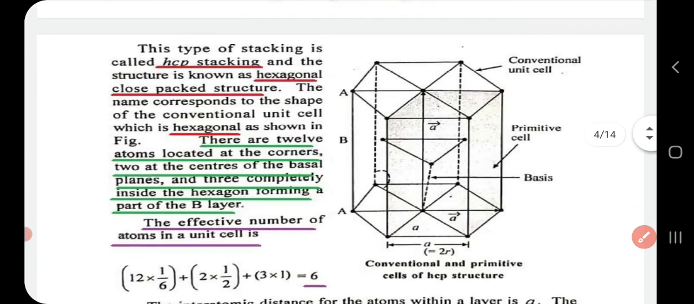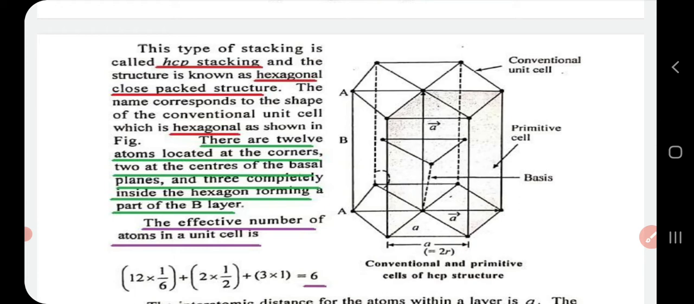Now, this type of stacking is called HCP, and the structure is called hexagonal closed pack structure. As the name suggests, what will be the shape of the unit cell? It will be hexagonal. From this figure you can see that 12 atoms are located at the corners, 2 at the center of the basal plane and 3 completely inside the hexagon.